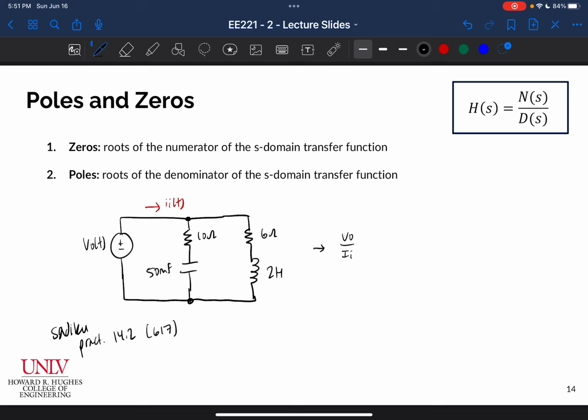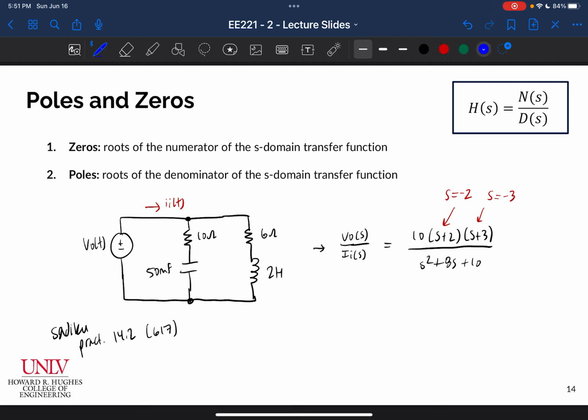okay, they have found that in terms of s, that transfer function is 10 times (s plus 2) times (s plus 3) divided by s squared plus 8s plus 10. Okay, and so from here, finding the poles and the zeros is trivial, right? The zeros are incredibly trivial. To find the zeros, I just have to basically look at the numerator and say, oh okay, s equals -2, that's a zero. s equals -3, that's a zero.